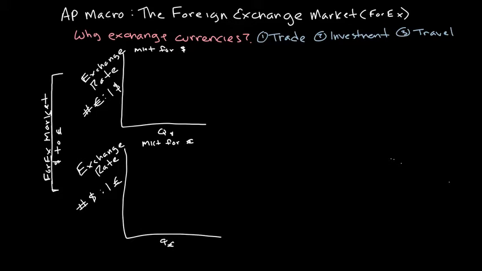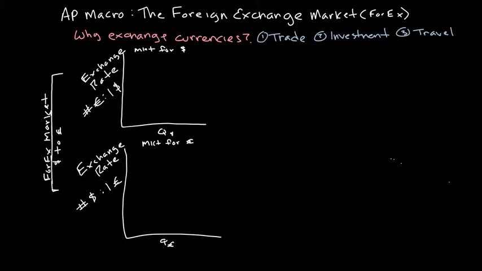So international trade is a big driver of the foreign exchange market, especially when we're talking about businesses like Walmart or Target that are buying literally hundreds of billions of dollars worth of goods and services from other countries every single year. They spend a lot of time and a lot of effort on the foreign exchange market, turning their dollars into the currencies they need to purchase the products that they want to put on their shelves.